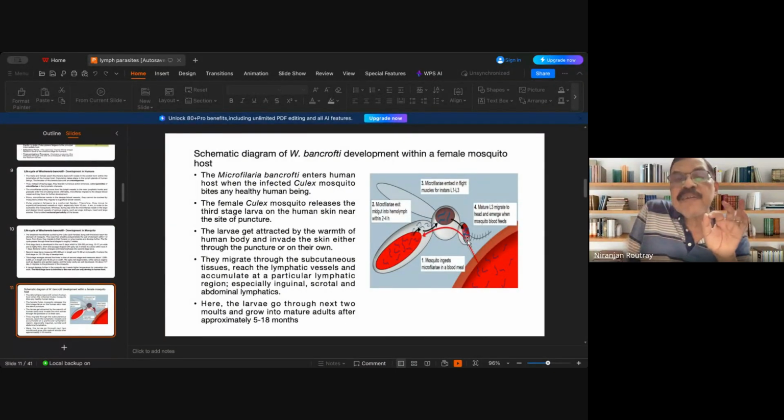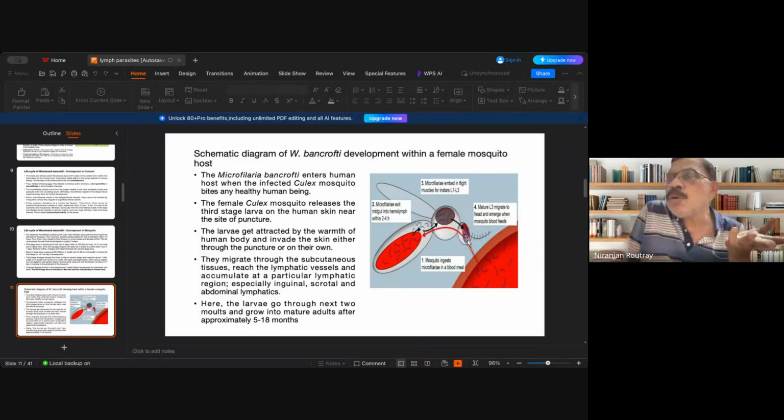The larvae get attracted, then the larva by itself goes inside the skin, into that punctured area, because it is oriented by the warmth of the human body, the temperature of the human body, and they will invade the skin either through the puncture or on their own.